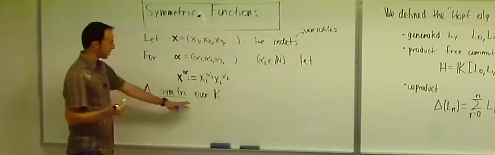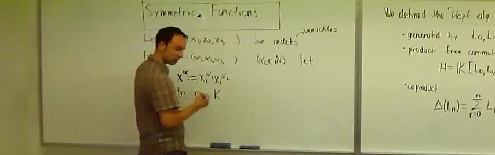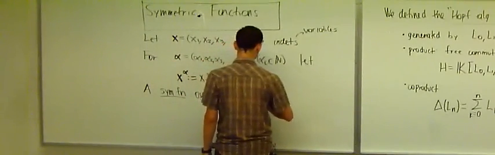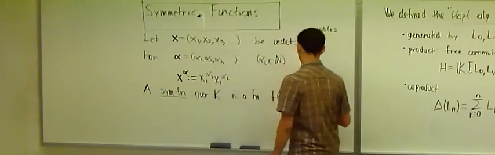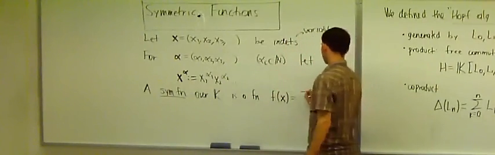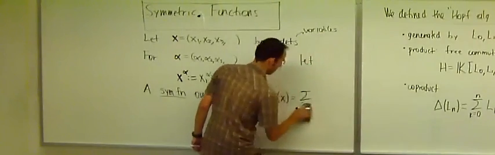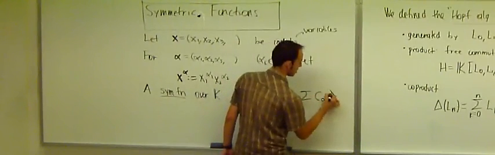So a symmetric function over K is going to be a sum of things like this. It's a function f of x, and it's going to just be some linear combination of monomials.